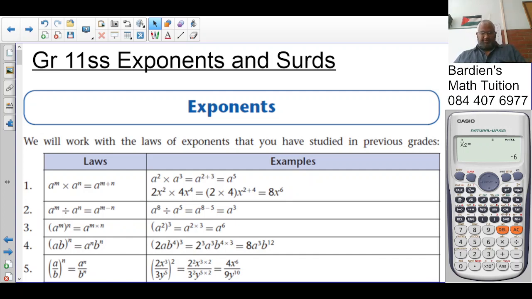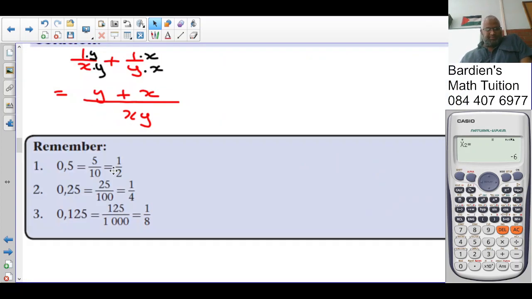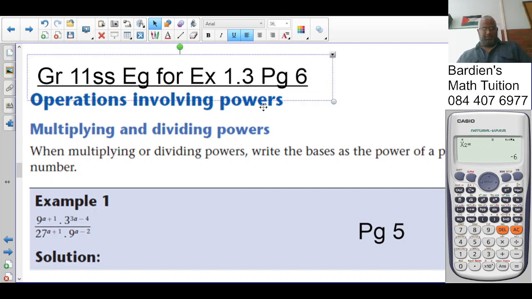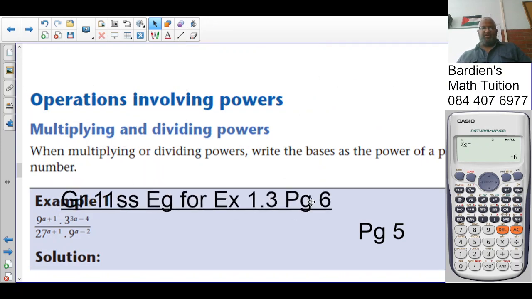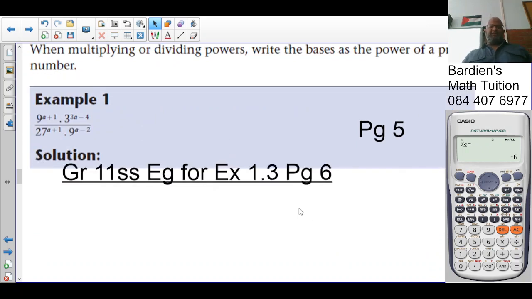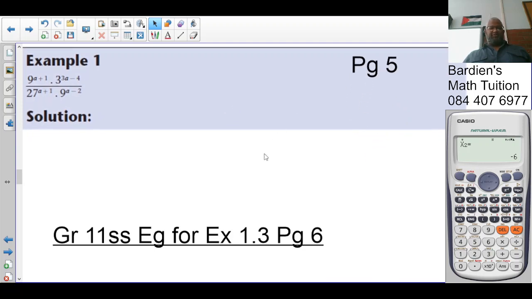Okay, good afternoon, class. So at this point, we are looking at exponents and surds. We are on the second lesson, basically. So we're looking at the examples for exercise 1.3, which is on page 6. We're looking at operations involving powers, multiplying and dividing. Later on in the video, we're going to look at addition and subtraction. However, this example is example 1 on page 5.